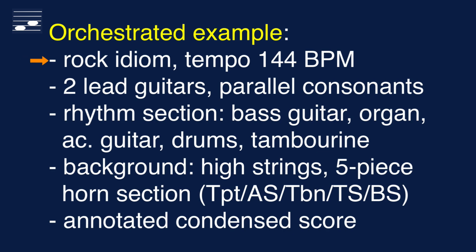The instrumentation in this uptempo example uses 2 lead guitars playing in parallel consonants. There's a rock rhythm section with bass and acoustic guitar, organ, drums and tambourine. In the middle section we hear high unison strings. The closing section presents a background for a 5-piece horn section. Read along with the annotated condensed score.